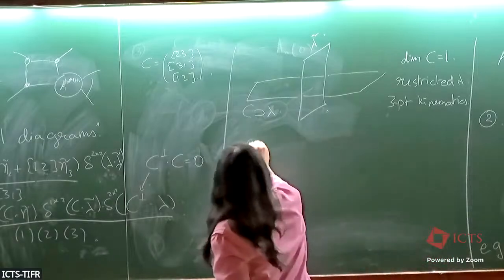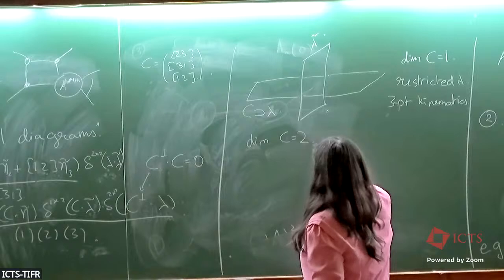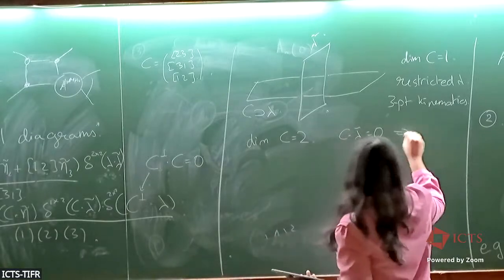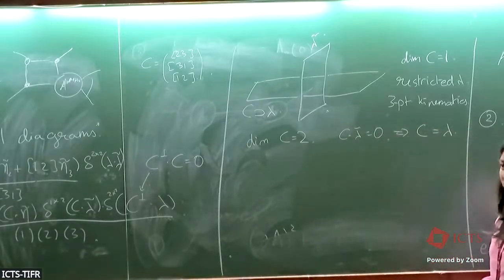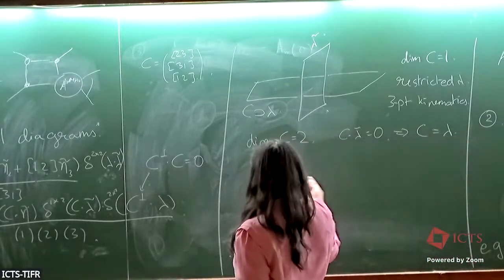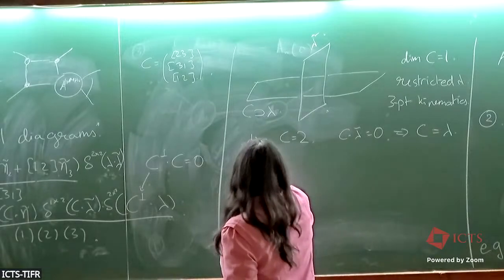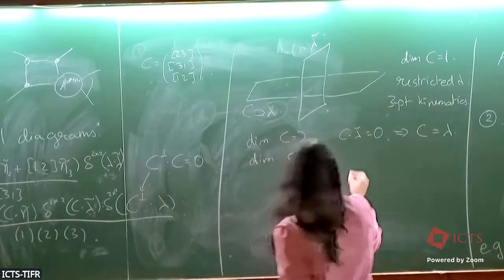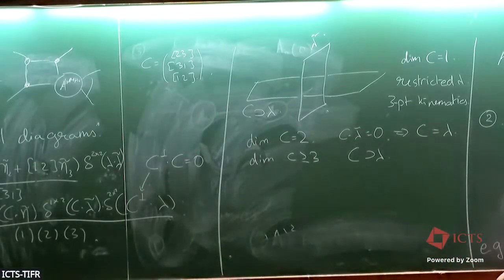If you have dim C equals 2, then you need that C dot lambda tilde equals 0, right? So you can just say C equals lambda, because that's always going to be a solution. And there's only one solution at tree level. So once you can write down a solution, that is the solution. And then for dim C greater than or equal to 3, all you can say is that lambda sits inside C. Okay.